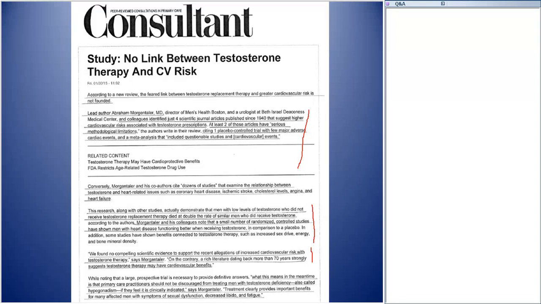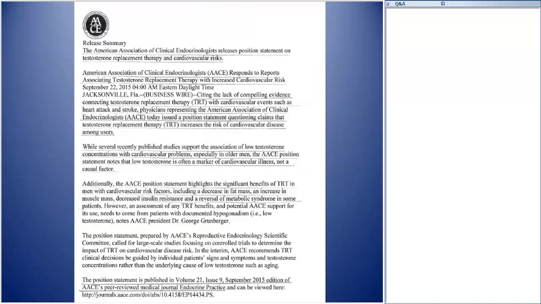What this means in the meantime is that primary care practitioners should not be discouraged from treating men with testosterone deficiency, also called hypogonadism, if they feel that it's clinically indicated, says Morgentaler. Treatment clearly provides important benefits for many affected men with symptoms of sexual dysfunction, decreased libido, fatigue, etc. So this is the first of many to come that will review all of the literature that shows protective effects.